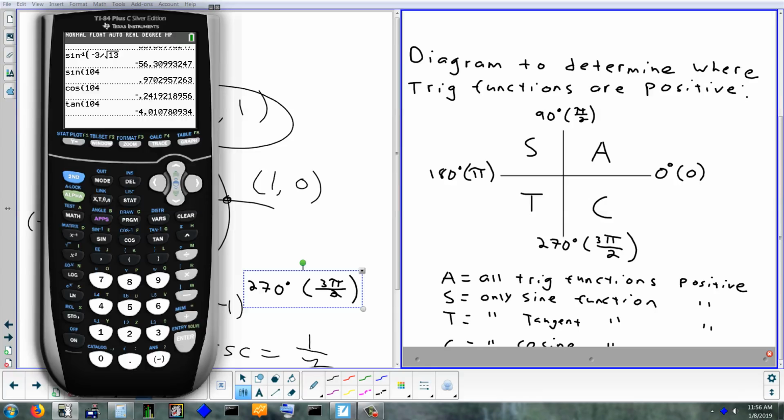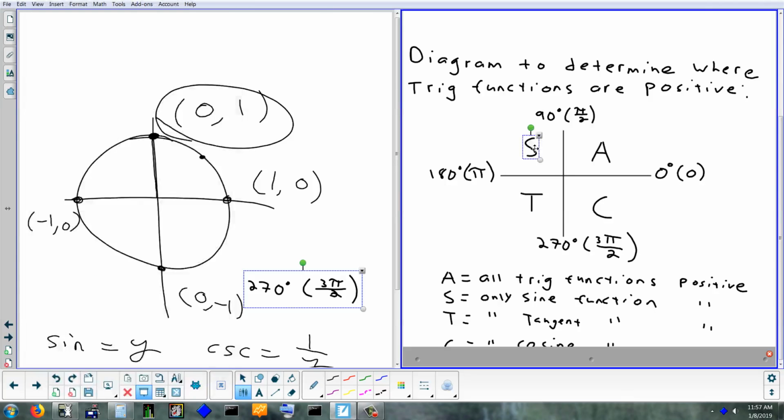Quadrant 3, the only positive one is tangent. So if you have a number between 180 and 270, and you start doing some trig with it, the tangent will come out positive, nothing else. Quadrant 4, it's the cosine. So pick a number between 270 and 360, and the only trig function that will come out positive is cosine. So ASTC. That's how you can remember which trig functions are positive where.